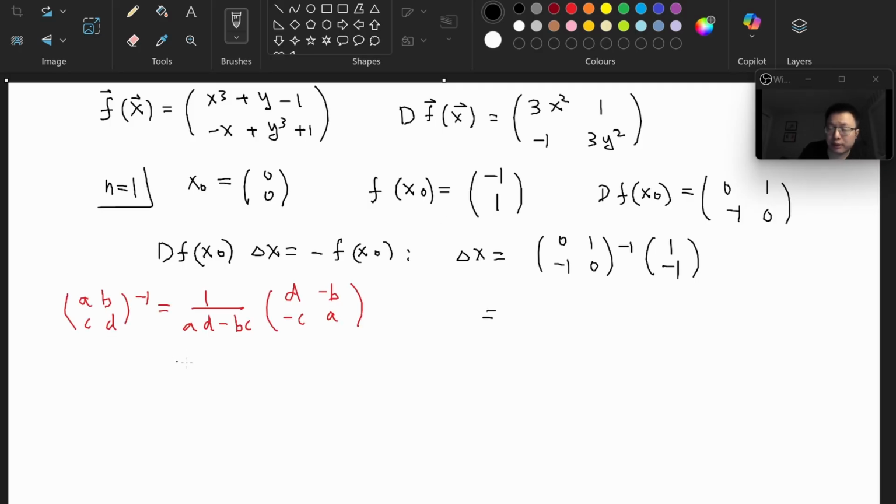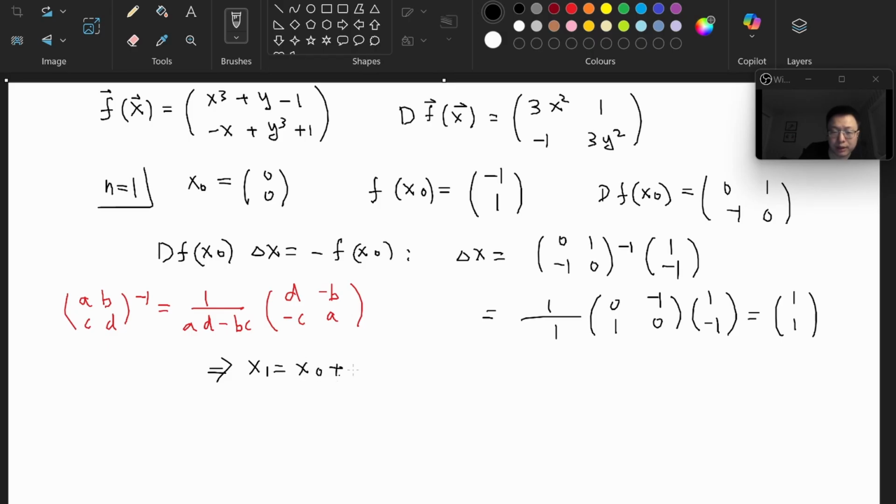I'm putting the 2 by 2 inverse matrix formula on the side for convenience. To carry out this algebra, the inverse is equal to 1 over the determinant, which is 1, times the matrix 0, minus 1, 1, 0, and then times (1, minus 1). Do the matrix multiplication: 0 times 1 plus minus 1 times minus 1 is 1. x1 is x0 plus delta x. x0 is (0, 0), and delta x is (1, 1) that we just found. That means x1 is (1, 1). So that's the first iteration done.